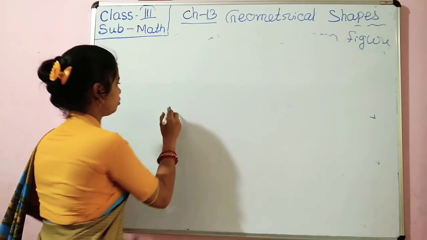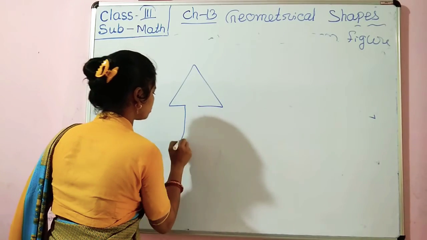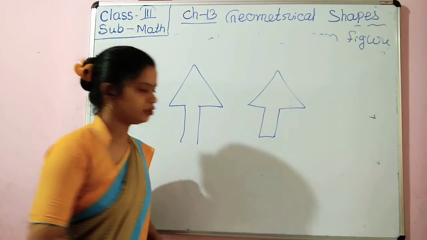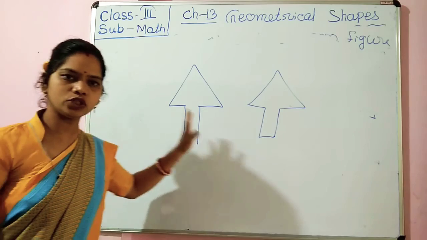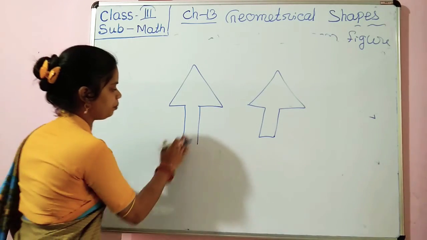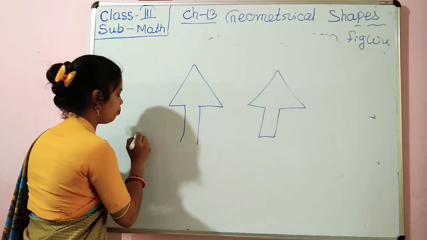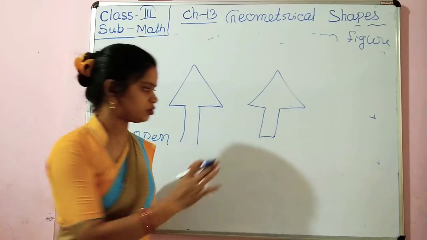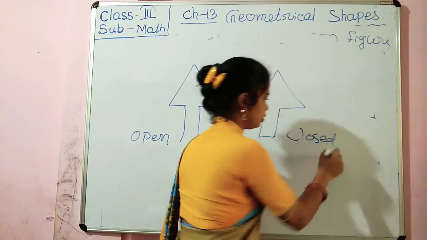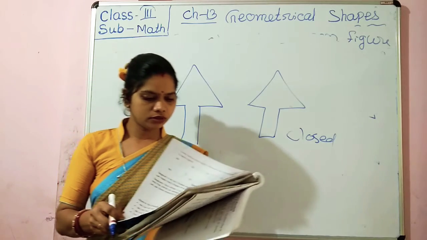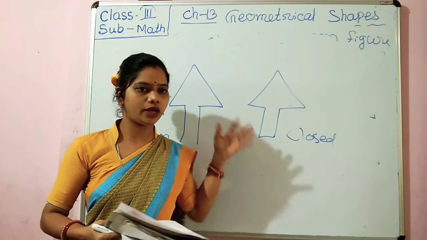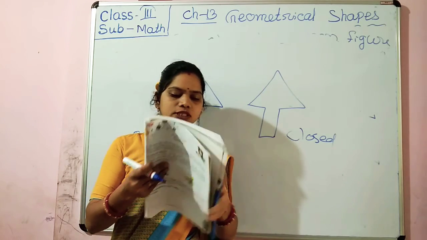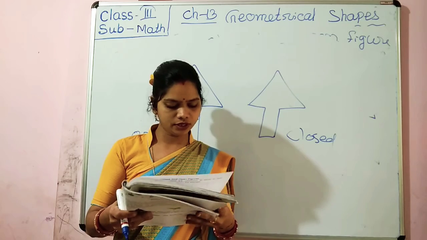Yes, tell me. Which is the open figure and which is the closed figure? Here, this side is open, so it is the open figure. And here all the sides are closed, so it is the closed figure. This is very easy for everyone. In this way, you have to complete exercise 3.5 in your book.